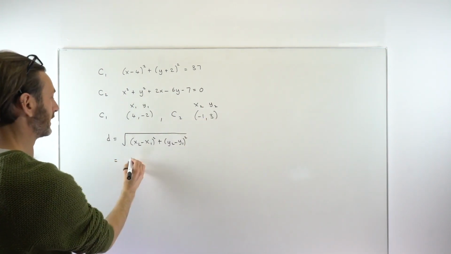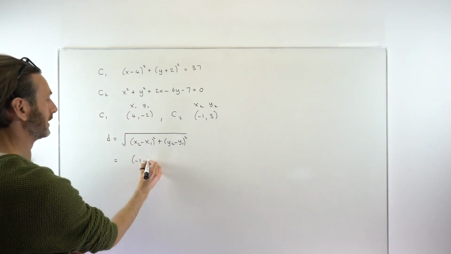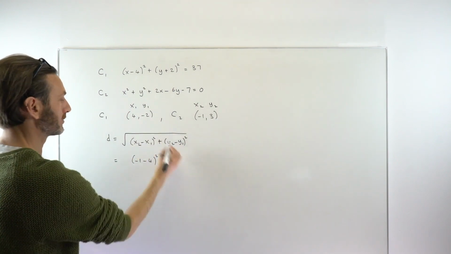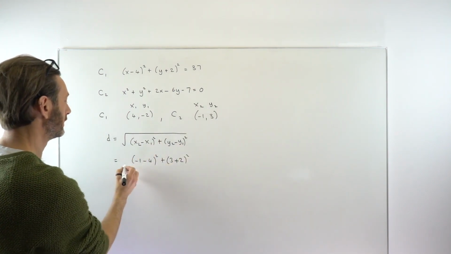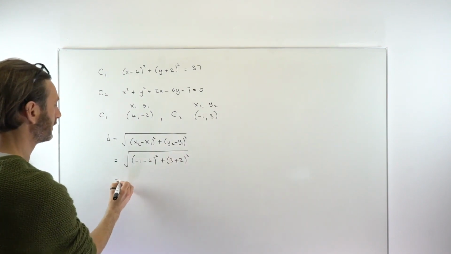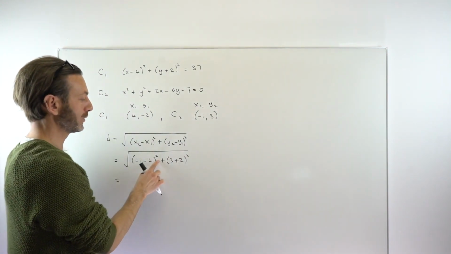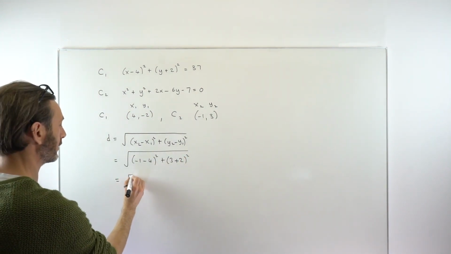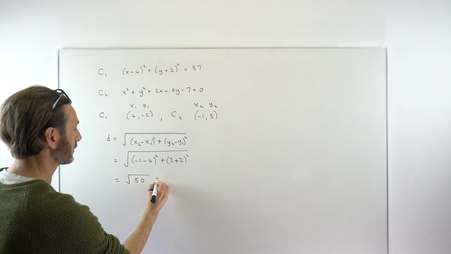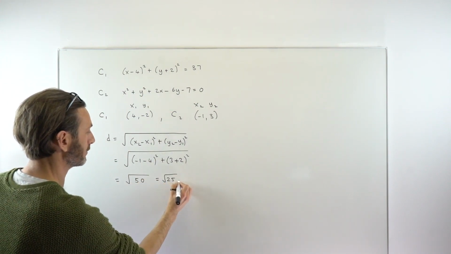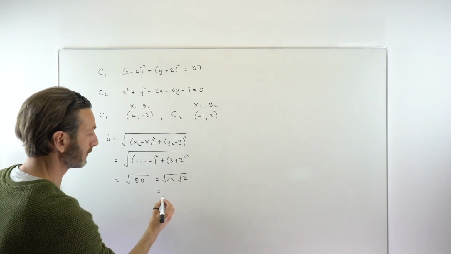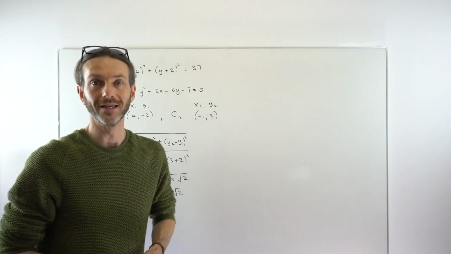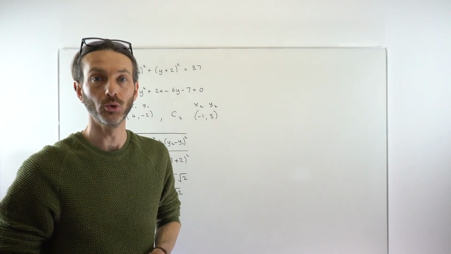So x2 for me is -1, so it's -1 minus 4 squared, and then y2 is 3, so it's 3 minus -2, which is 3 plus 2 squared, and then we're going to have to square root all of that. These numbers look quite nice because that's -5 squared, which is 25. That's 5 squared, which is 25. So adding those together, that would be the square root of 50. That simplifies using surds, so that becomes root 25 root 2. Square root of 25 is 5, so that becomes 5 root 2. So 5 root 2 is the answer for part A. That's the distance between the two center points.